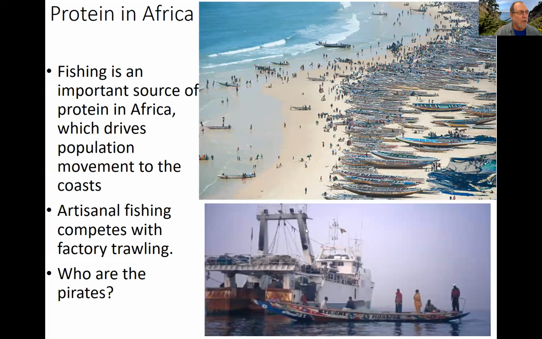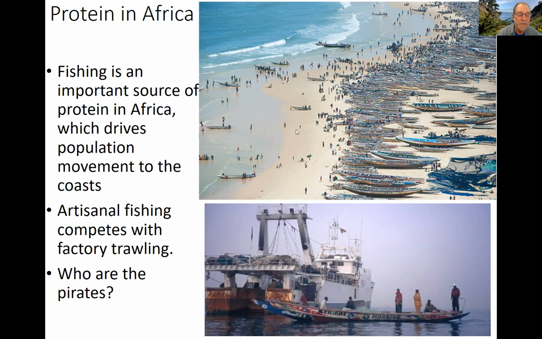Well, fishing is an important source of protein in the United States. It's really important in Africa, where food supply for indigenous populations is really limited. And in particular, one of the limitations is the availability of animal protein. The shortage of animal protein leads to things like harvesting of what's called bush meat, wild animals that are hunted and used for food. But it also produces population growth on coastal areas.